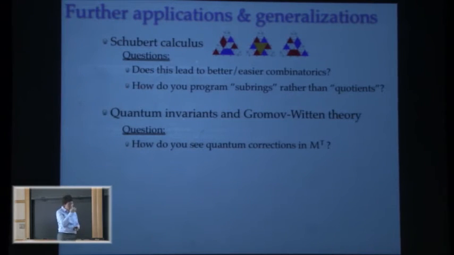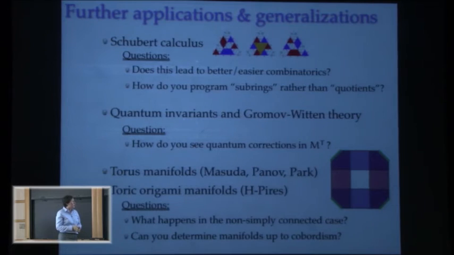You can do some calculations of Gromov-Witten invariants and quantum corrections. You have to be careful what you mean by quantum corrections or equivariant quantum cohomology, but there are possible ways to do this, and I'll say a little bit about this towards the end. This has also come up in work of Masuda, Panov, and Park, when they were studying torus manifolds. This is now in a very topological category. So far, almost everything could be a projective variety, so it's not saying very much, but theorems like this are true in a more topological context.